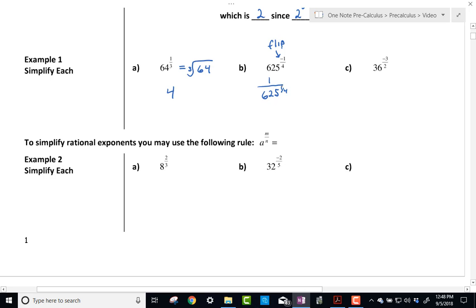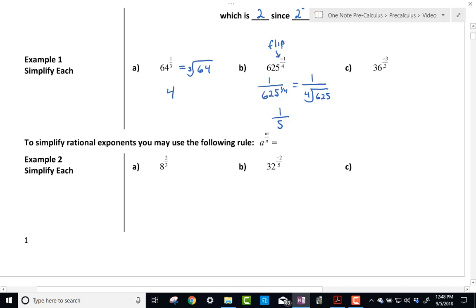The other way to look at that would be to say, well, what does that look like if we were to change it to a radical? Well, that's the same thing as the fourth root of 625. So I go through and do some math. I figure out that 5 to the fourth power is 625. So I know that the fourth root of 625 is just 5.